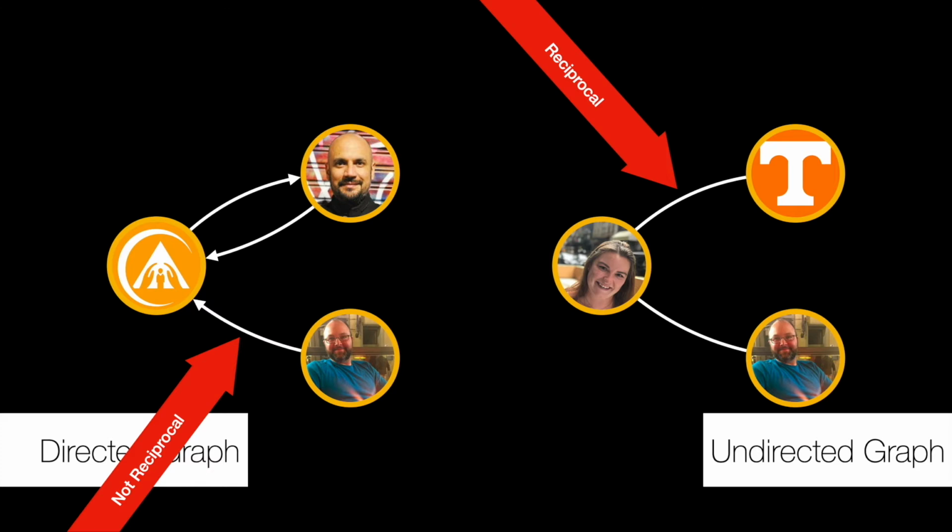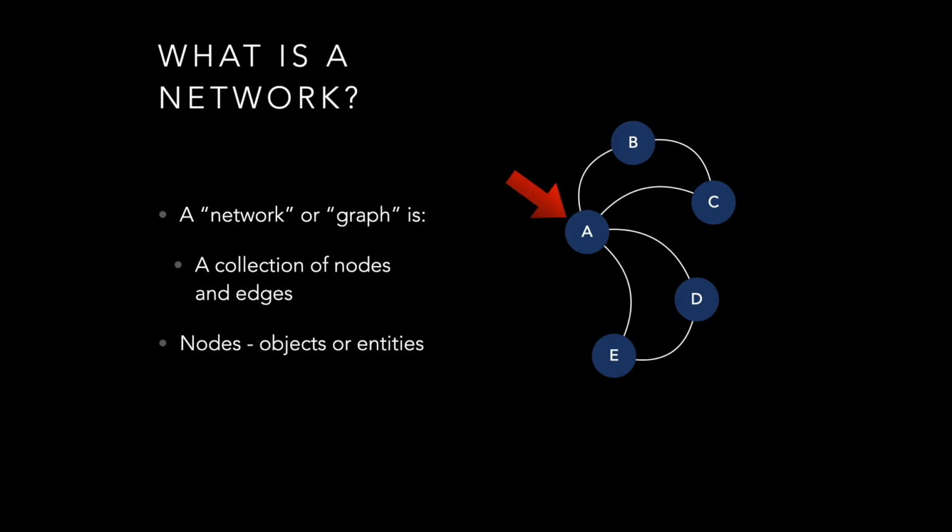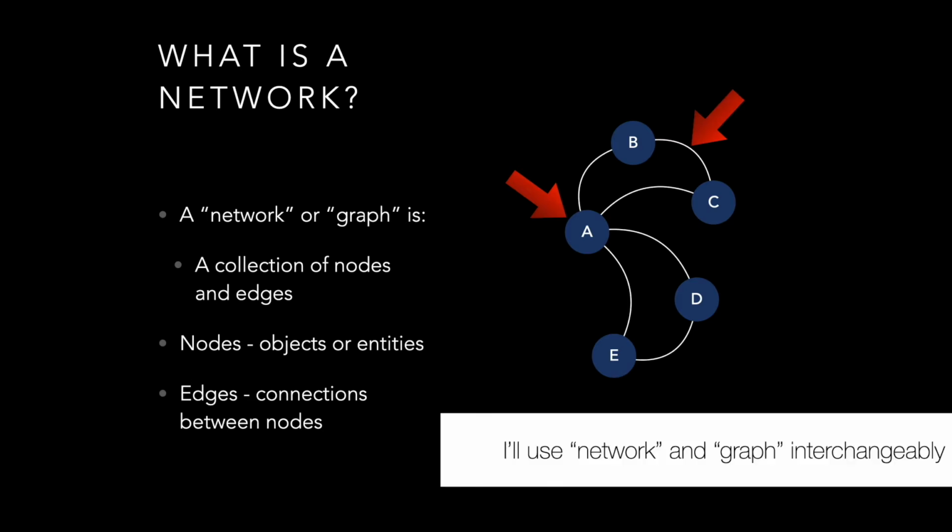So we can formalize this idea of a network as a collection of nodes and edges, where nodes generally represent some kind of object, entity, or thing, and edges represent some kind of relationship between these things. When I talk about graphs or networks, I'll use those 2 terms interchangeably. There's no difference in my language between talking about networks and talking about graphs. A lot of it will just be contextual.